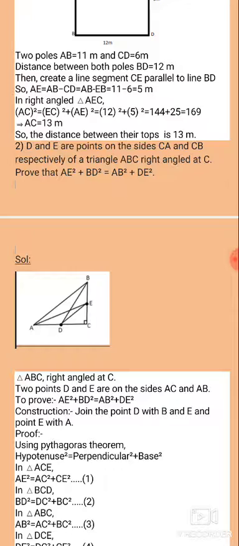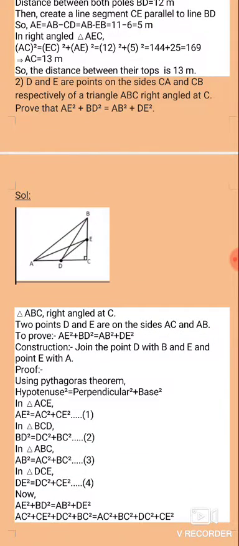Now the proof, listen. Using the Pythagoras theorem, that is hypotenuse square is equal to perpendicular square plus base square. In triangle ACE, AE square is equal to AC square plus CE square. Put equation number 1. Now in triangle BCD, BD square is equal to DC square plus BC square. Put equation number 2. Now in triangle ABC, AB square is equal to what? AC square plus BC square. At last, in triangle DCE, DE square is equal to DC square plus CE square. Listen, all these triangles are right angle triangles.